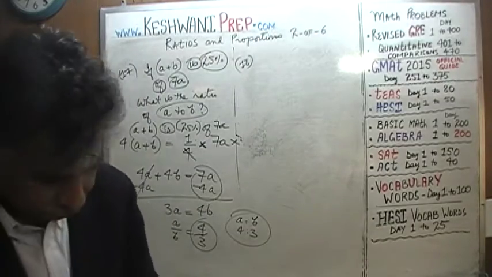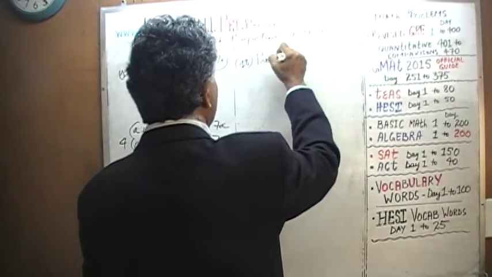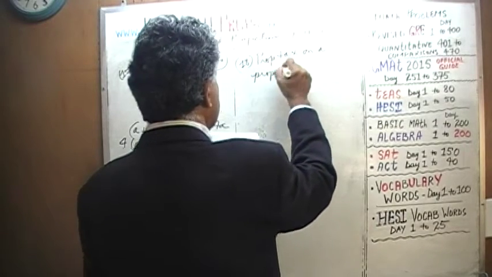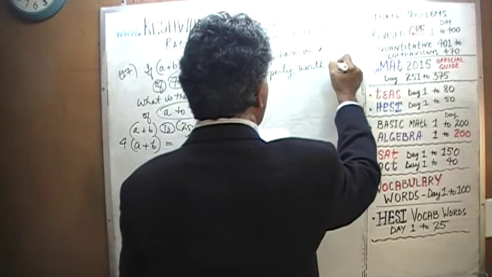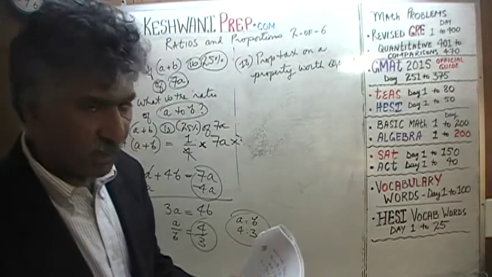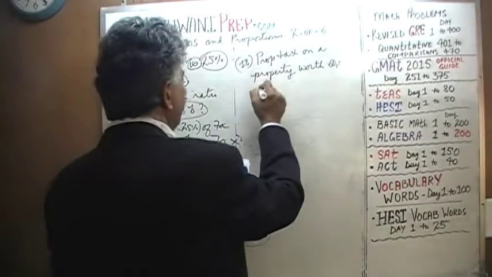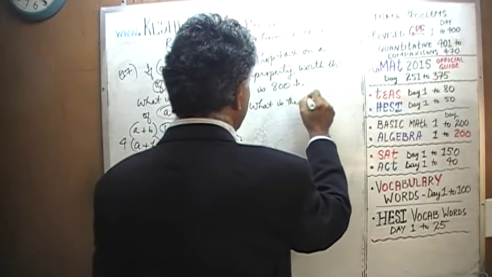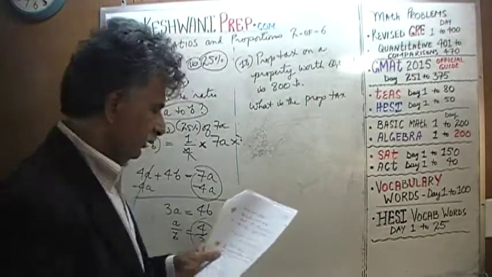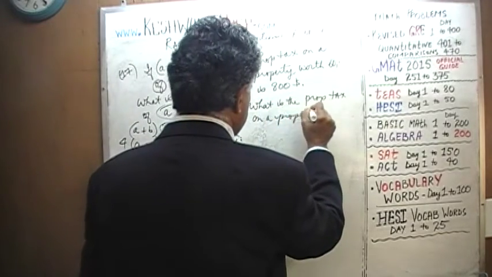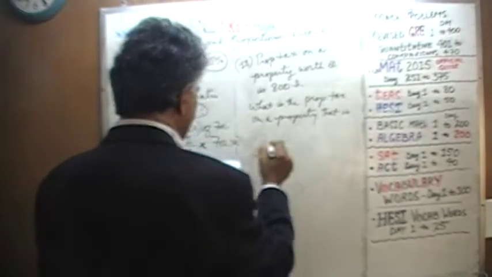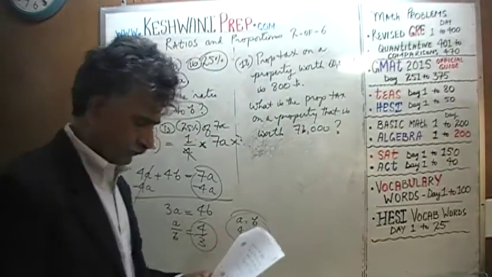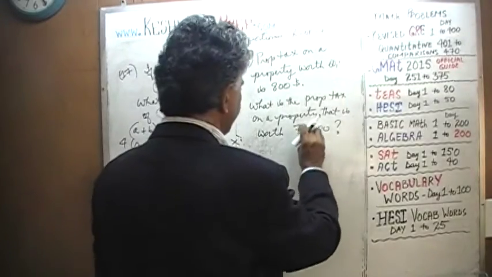Question number 18. It says, property tax on a property worth $60,000, a property that is worth $60,000, property tax on that property is $800 in this town. The question simply is, what is the property tax on a property that is worth $72,000? If it's worth $72,000, what's going to be the tax on it?